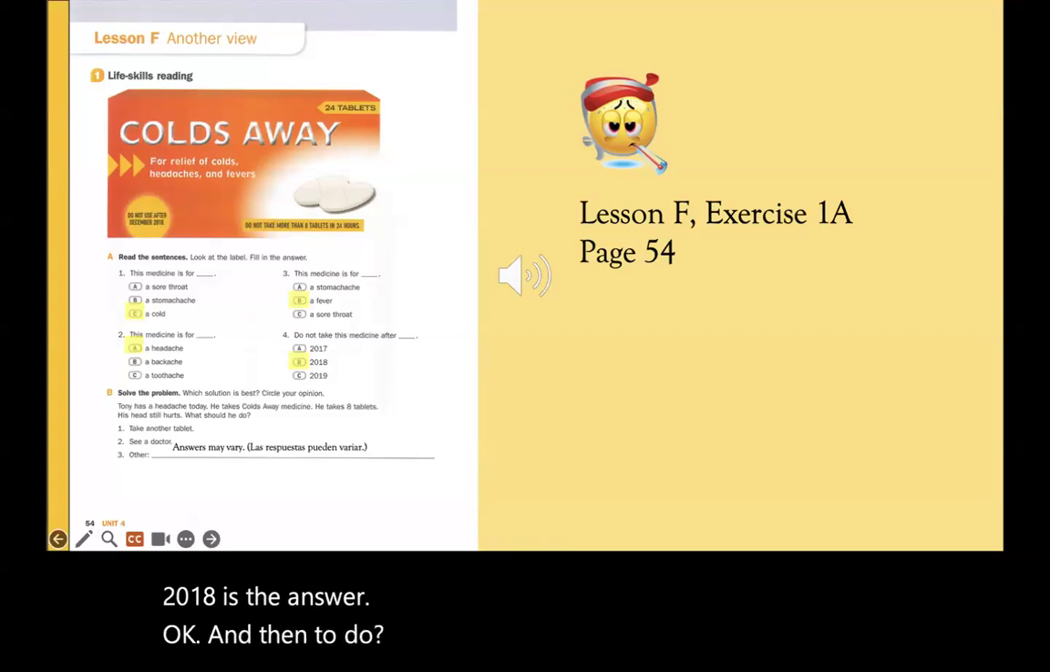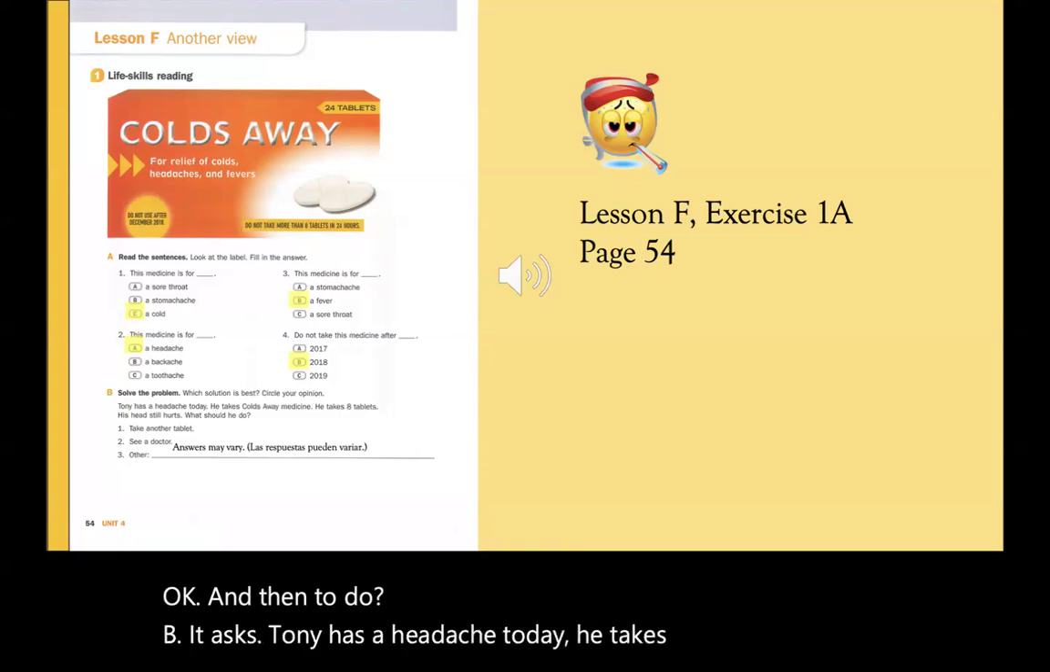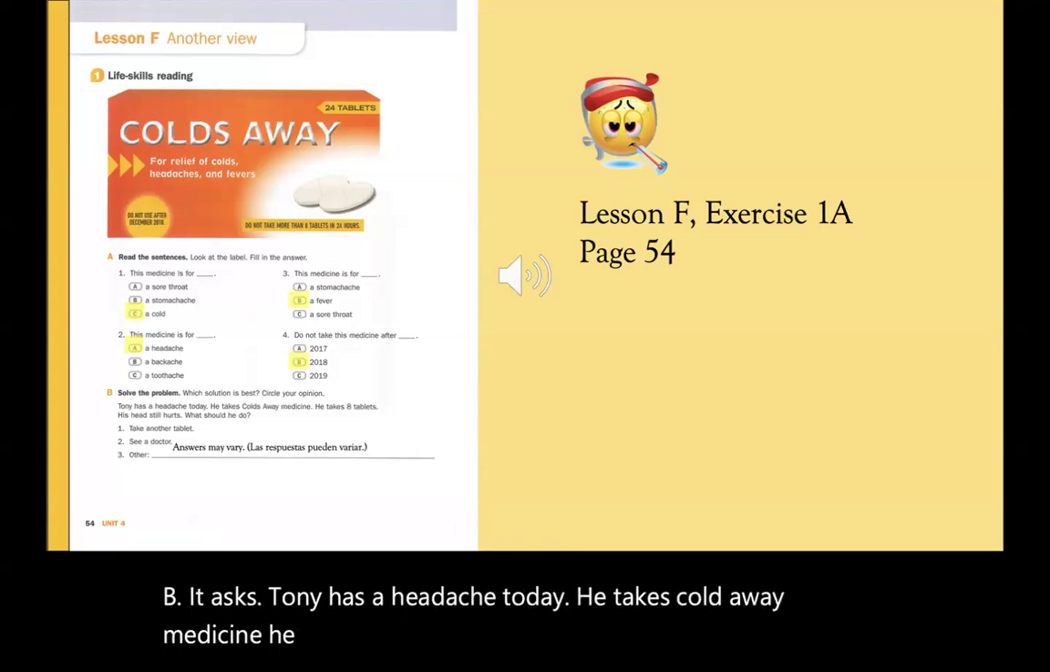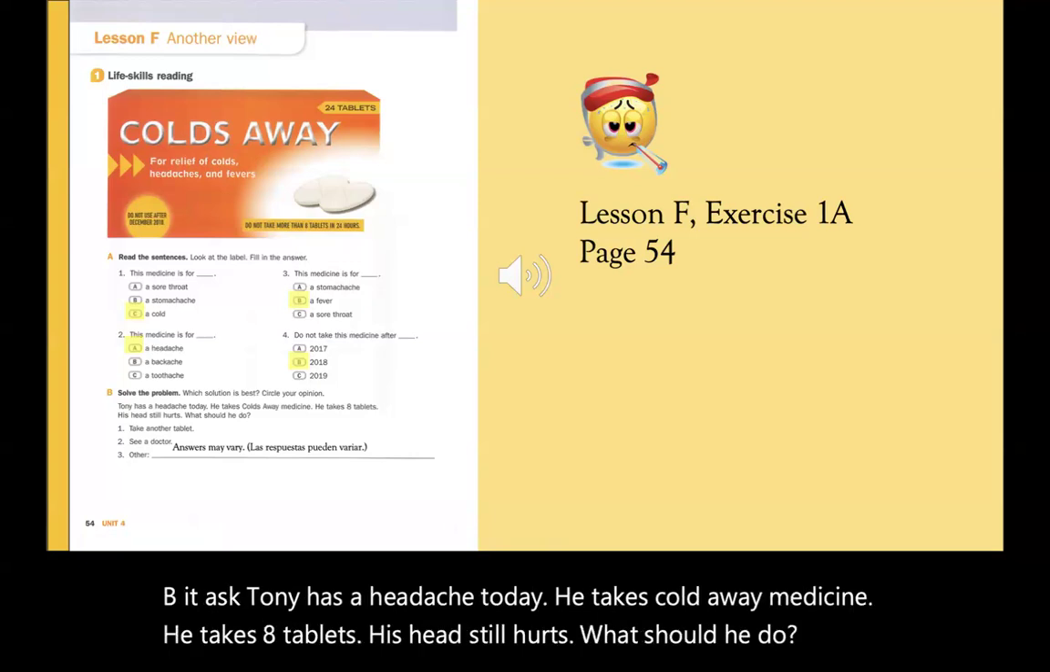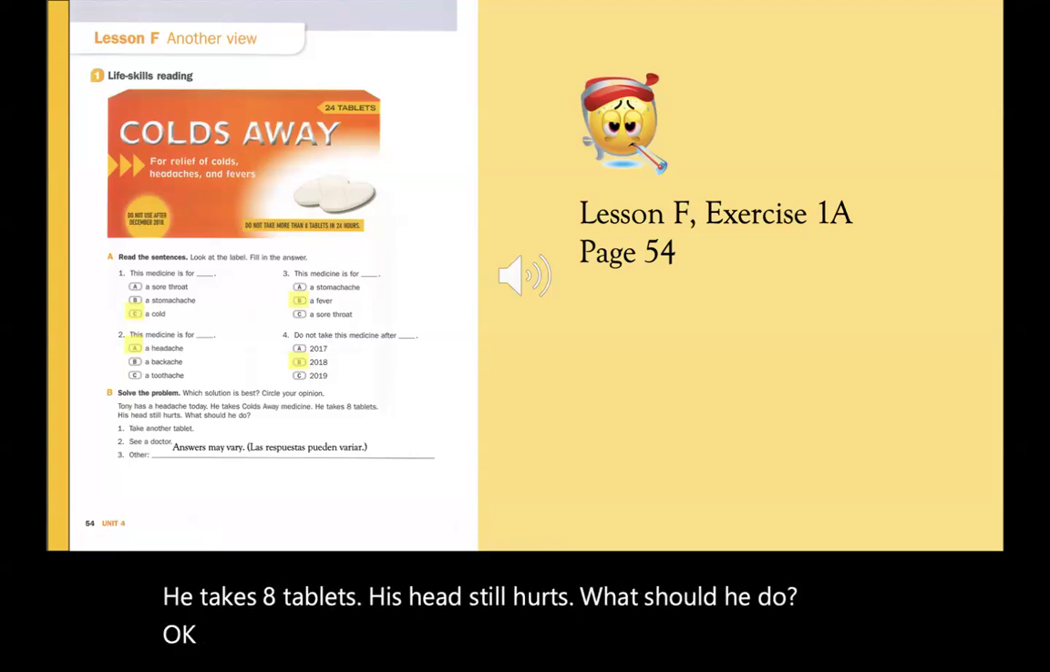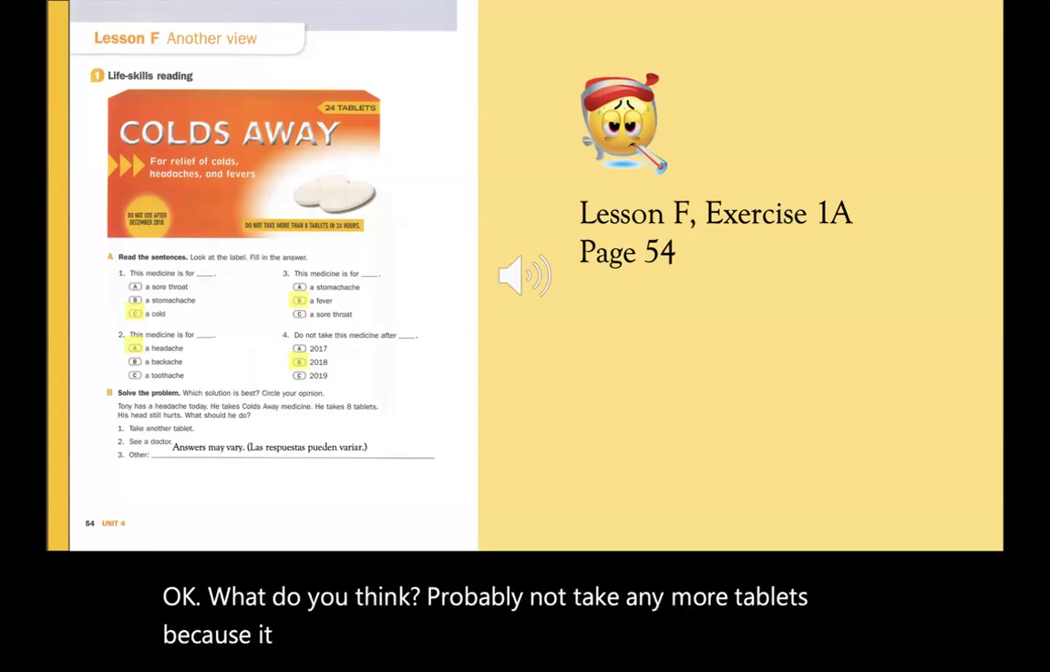Okay, and then to do B, it asks, Tony has a headache today. He takes Cold Away medicine. He takes 8 tablets. His head still hurts. What should he do? Okay, well, what do you think? Probably not take any more tablets because it says do not take more than 8 tablets in 24 hours.